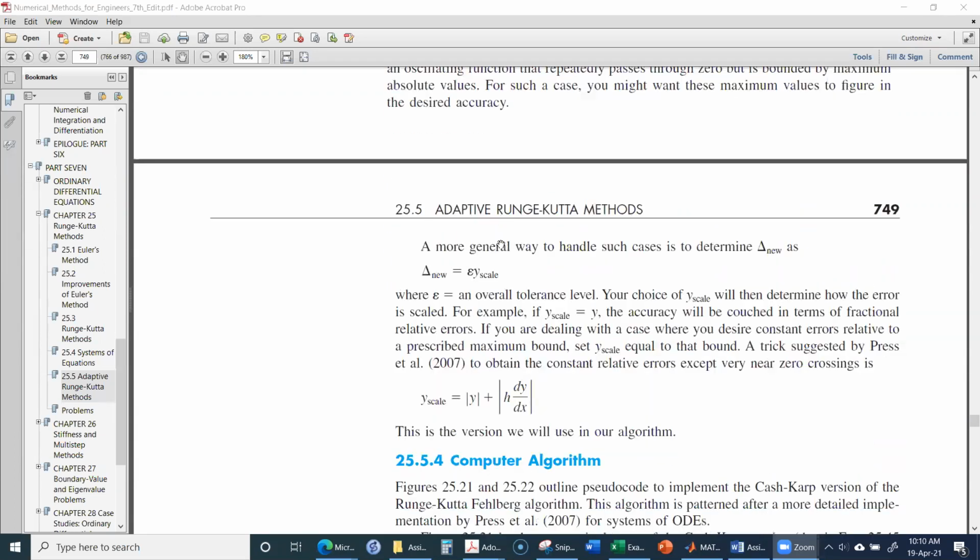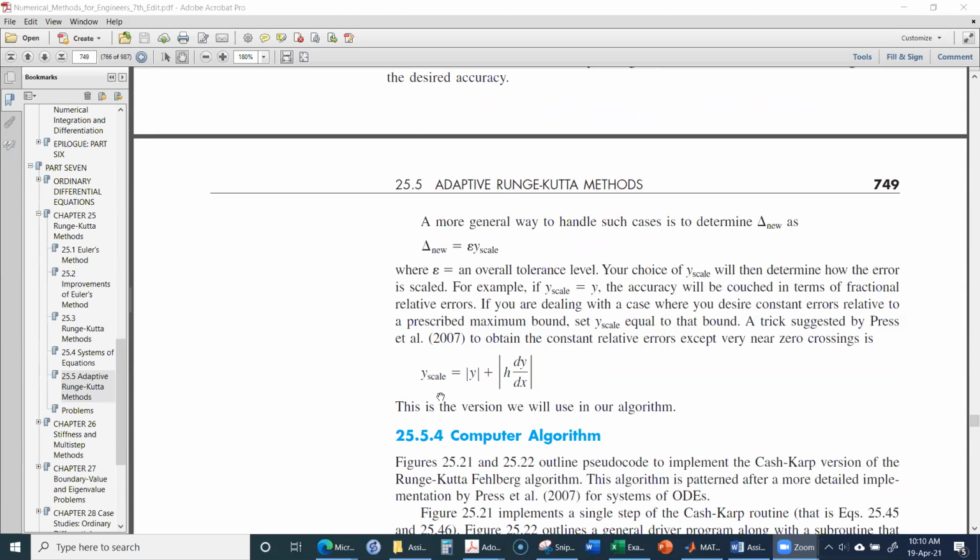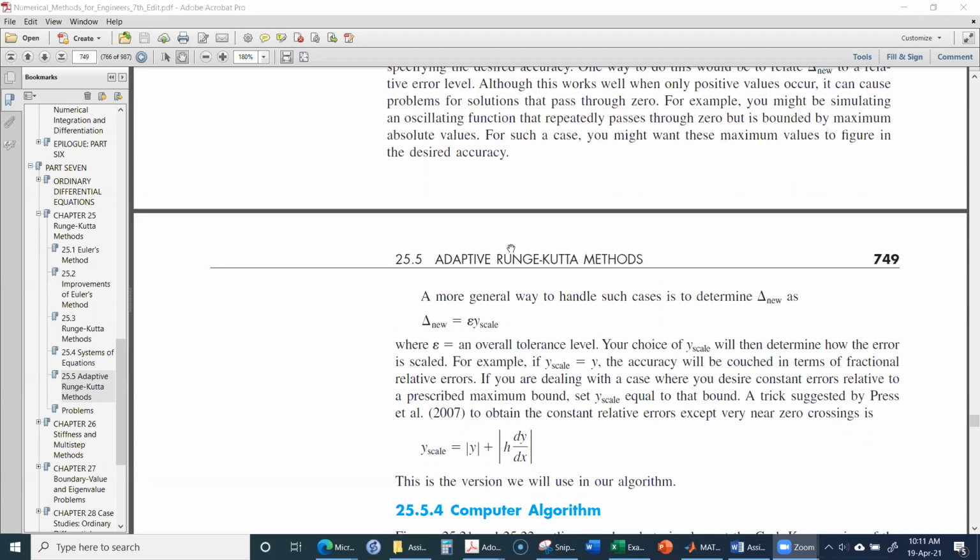So delta new can be found, in many situations, by this formula: delta new is equal to epsilon times the y scale value. Here the y scale value is generally taken as the calculated value of y, and epsilon is an overall tolerance level.